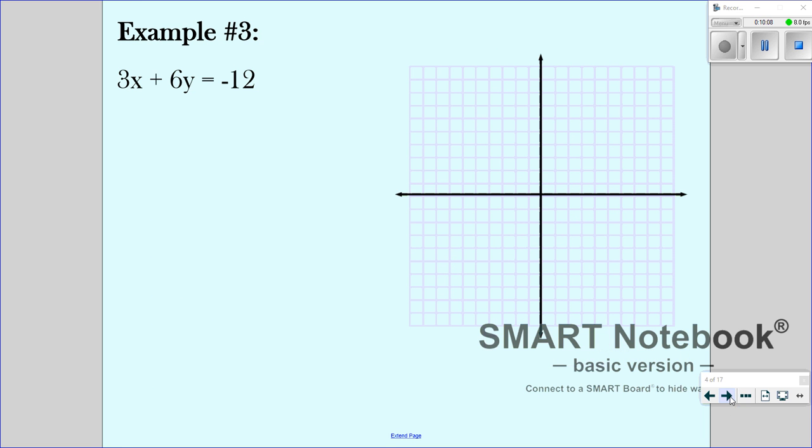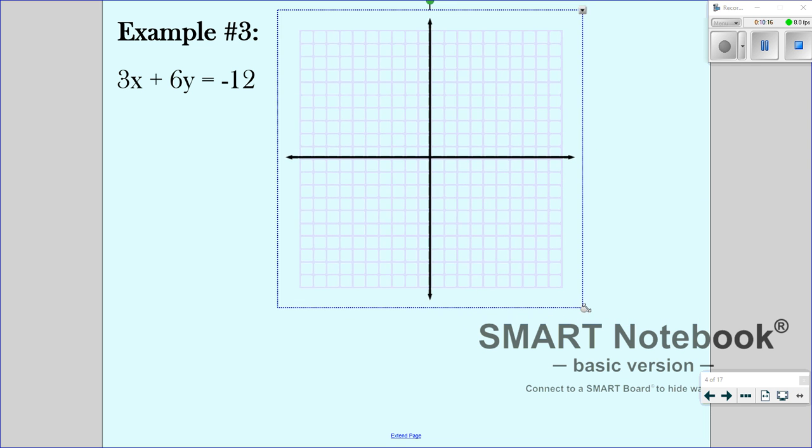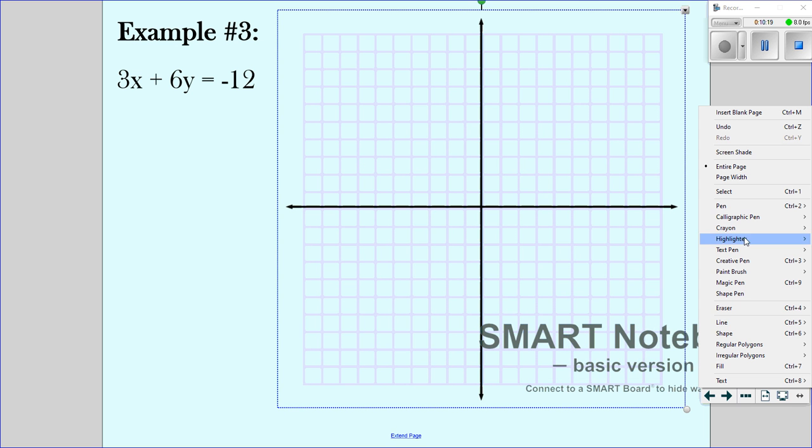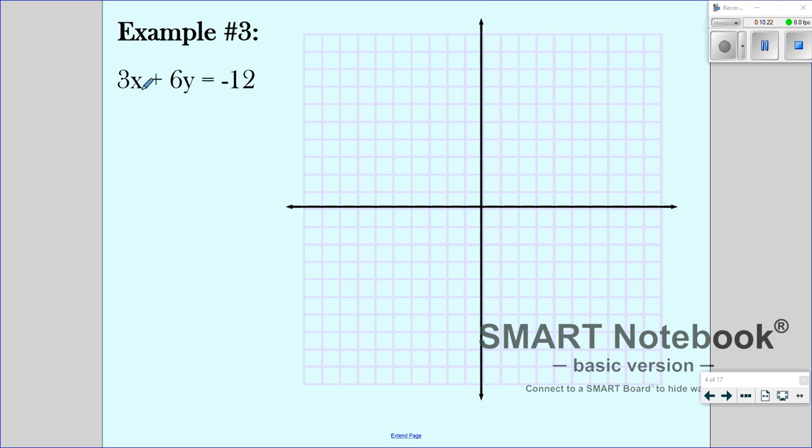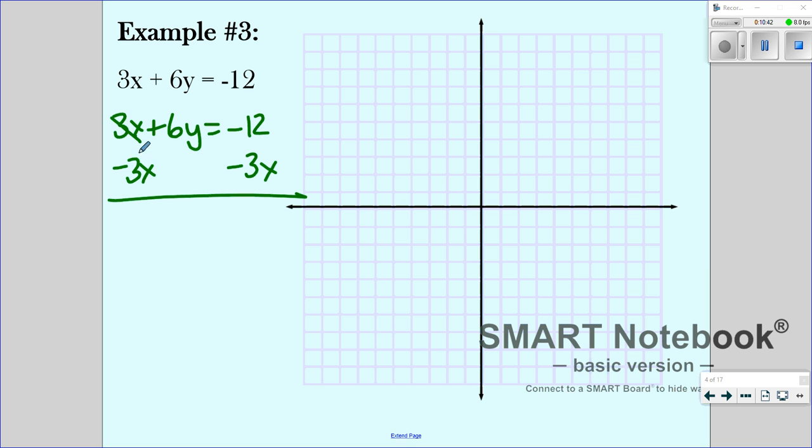All right, let's go on to another example. And I'm going to make this graph bigger. So move this and expand it. All right, and now this is in standard form, so we need to have the y equals mx plus b form. So I'm going to rewrite and solve for y. We're not solving for x, we're solving for y. Y equals mx plus b. So negative 3x on both sides. Cancel. Then we have 6y equals negative 3x minus 12.